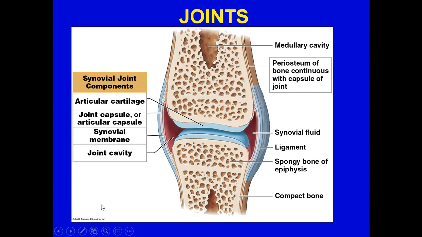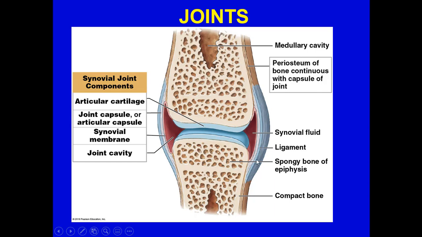Here is a synovial joint, and you can see how this is made up. You have the upper bone here, and you have the periosteum of the bone, which is continuous with the capsule of the joint. You have the presence of synovial fluid in here in the joint cavity. This is in contact with the synovial membrane. And then following that is the joint capsule or articular capsule. And here you have, of course, the articular cartilage.